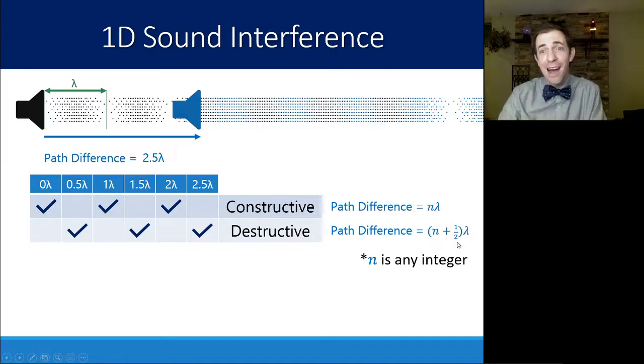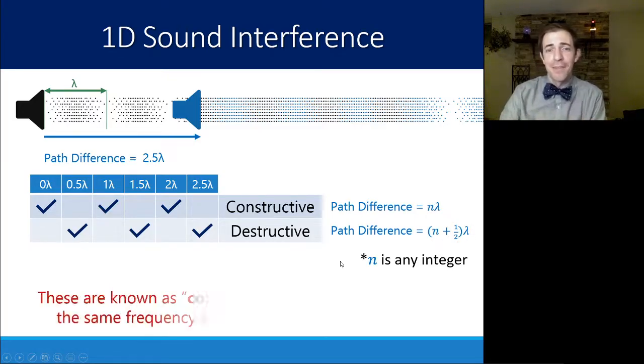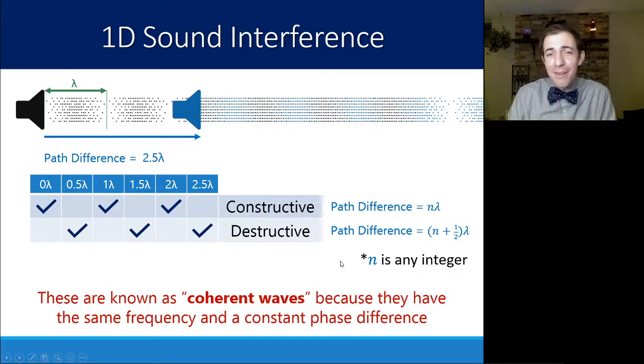or 2.5 lambda respectively. These are known as coherent waves because they have the same frequency and a constant phase difference, that they're not changing in their phase difference as the sounds are being played. I also want to note here that these aren't the only 2 path differences that you could have. Obviously, there are lots of places in between where I stopped that speaker.